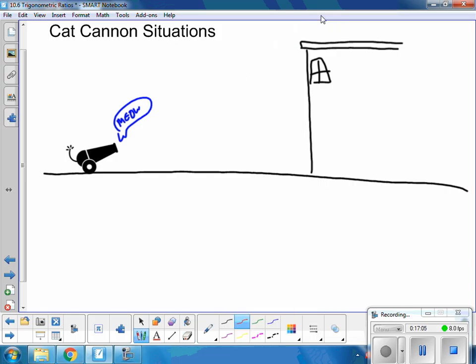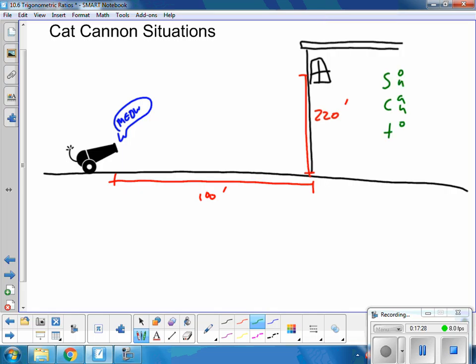All right, so let's take a look here. So I can see, and I know this, okay? The launch site is, I'm 100 feet away, and I know I need to get it up into the window that's barely open, but we're crafty like that. And I know that is 220 feet. So if I SOHCAHTOA this guy, I can see that I have the opposite and I have the adjacent. Opposite and adjacent, that means I'm going to tangent this guy.